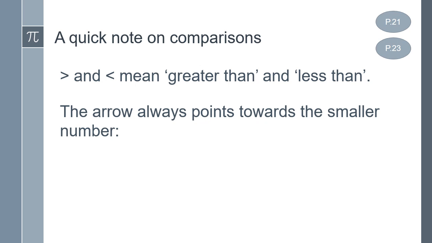So some examples. This is telling us that 5 is greater than 3. This means 2 is less than 7. And this means that 1/7 is less than 1/3. And you can also sometimes have equals between things as well.